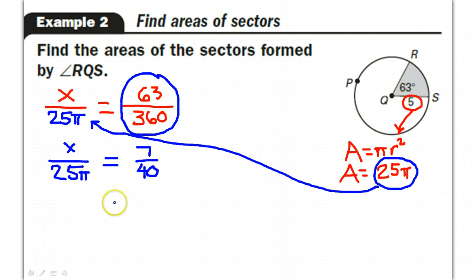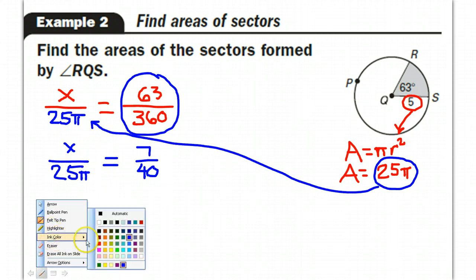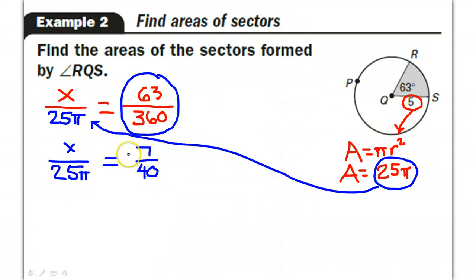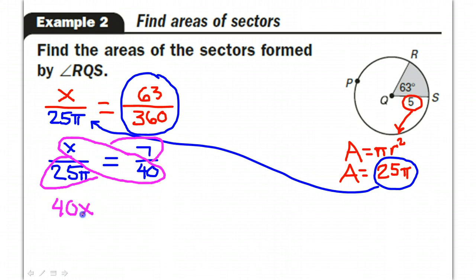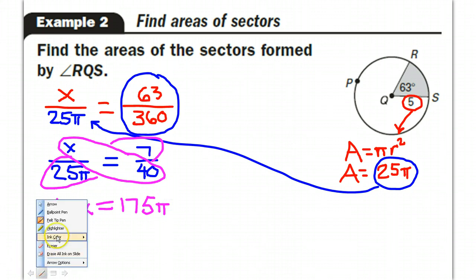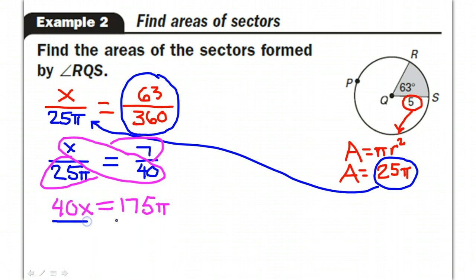All right, what now, class? India said cross multiply. Where the rest of y'all at? Okay, cross multiply. Do this, and then do this. So 40 times x, that's 40x. All right, what is 7 times 25? 175. Right, so 175. Of course, we still have that pi. What's the last step, guys? Divide by 40.